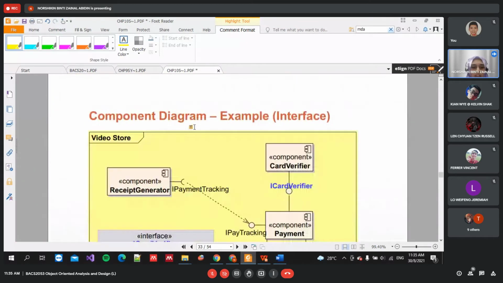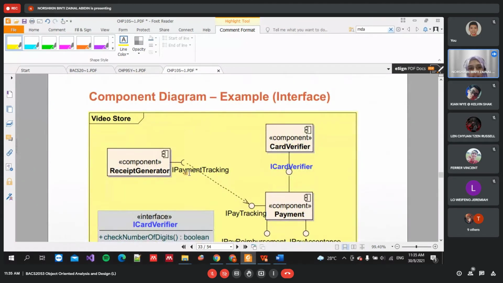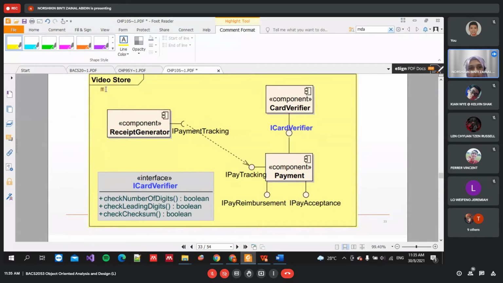Okay, so this is an example of a component diagram with an interface. This one is the video store, and we have these components: receipt generator, card verifier, and payment. So this is the association relationship between components. Receipt generator and payment. The interface is check number of digits, check leading digits, and check sum.